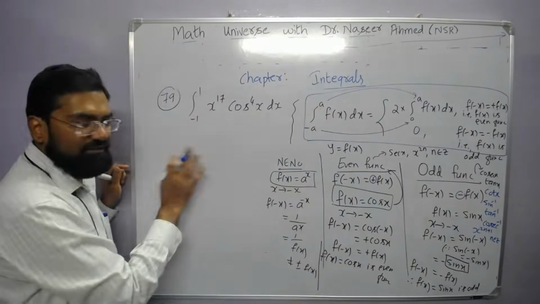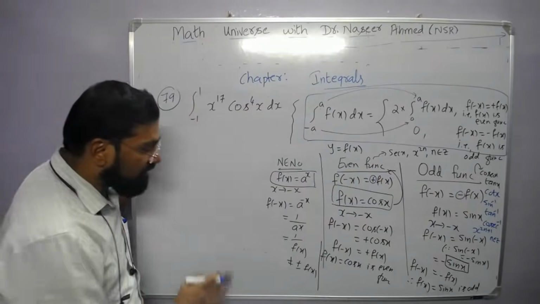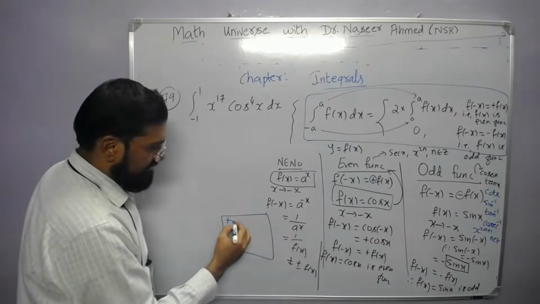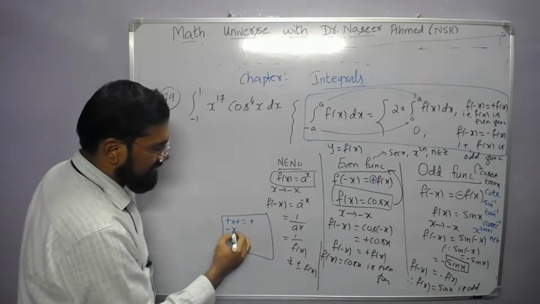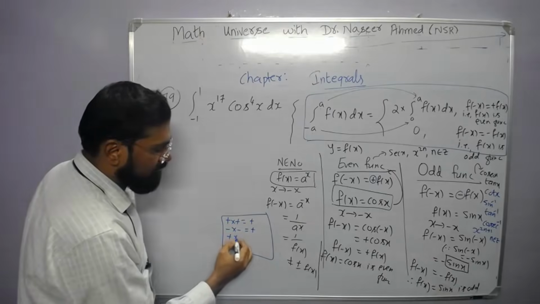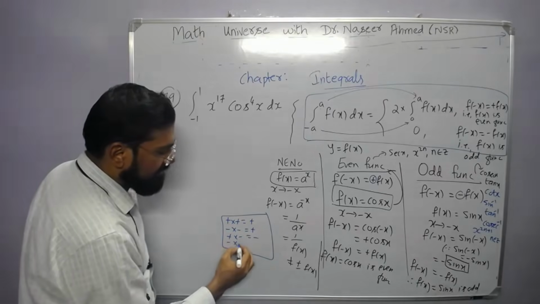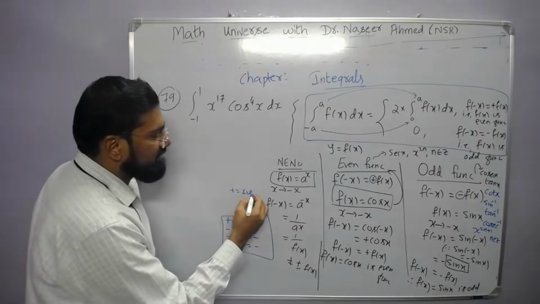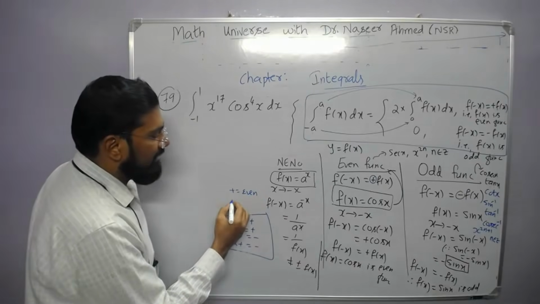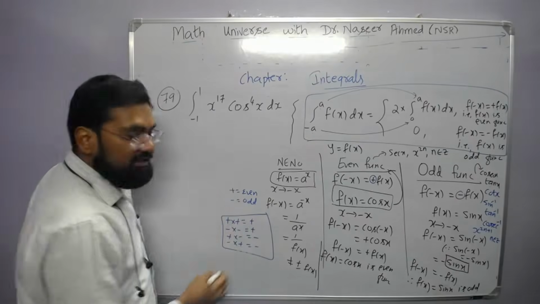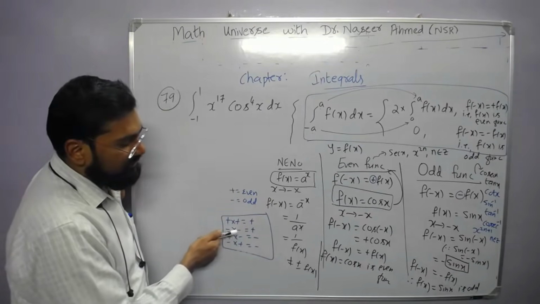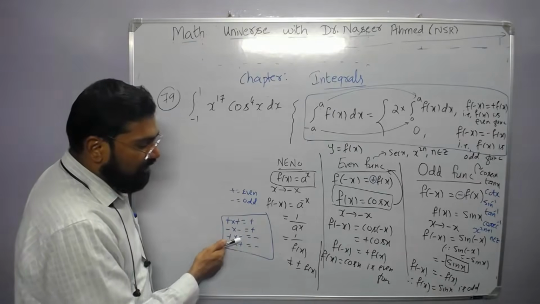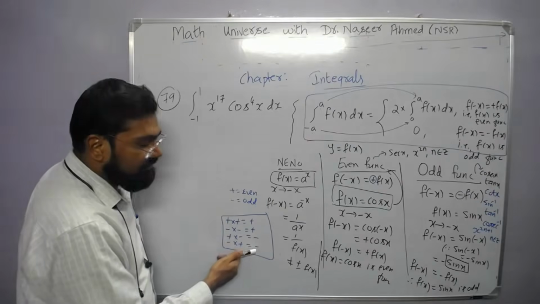Whenever you have a product of functions, we will go with school days. Recall the sign rules: plus into plus is plus, minus into minus is plus, plus into minus is minus, minus into plus is minus. So whenever plus is there, think of it as an even function. Whenever you have a minus sign, think of it as an odd function. So the product of two evens is even, the product of odd and odd is even, the product of even and odd is odd, and the product of odd and even is odd.